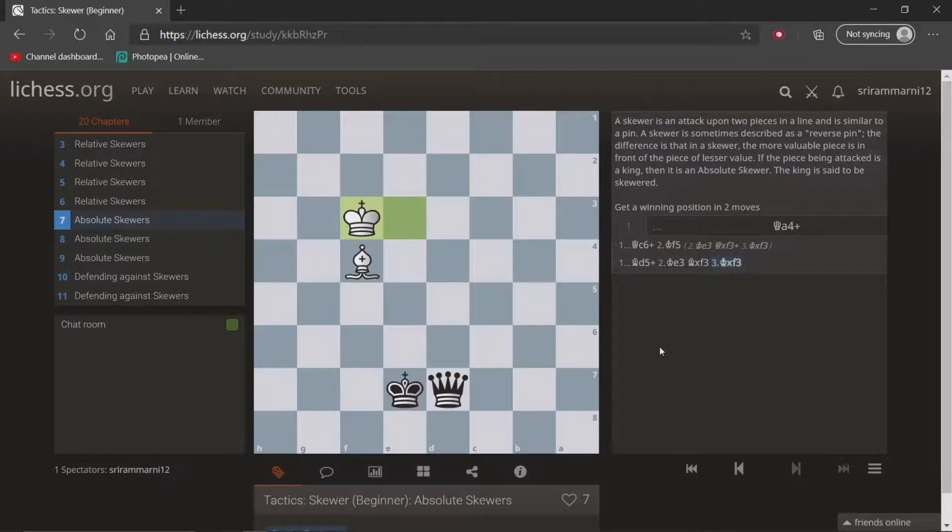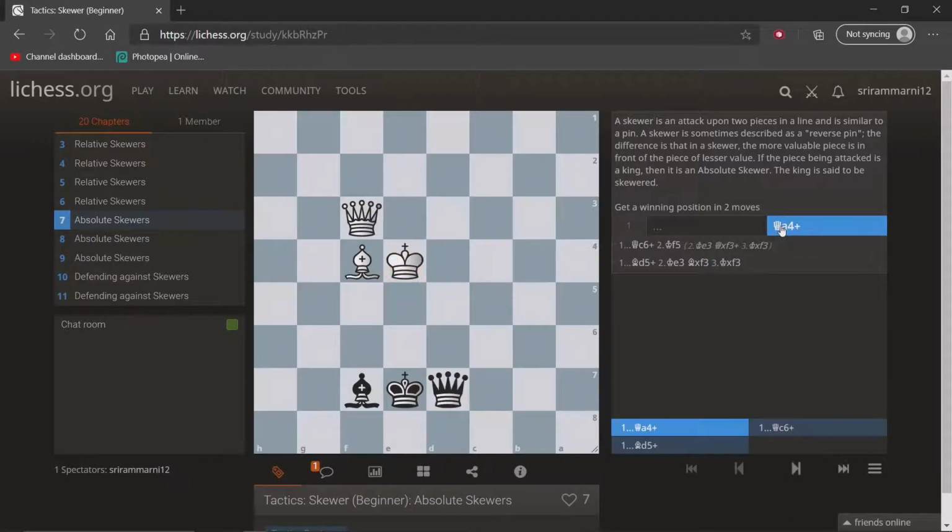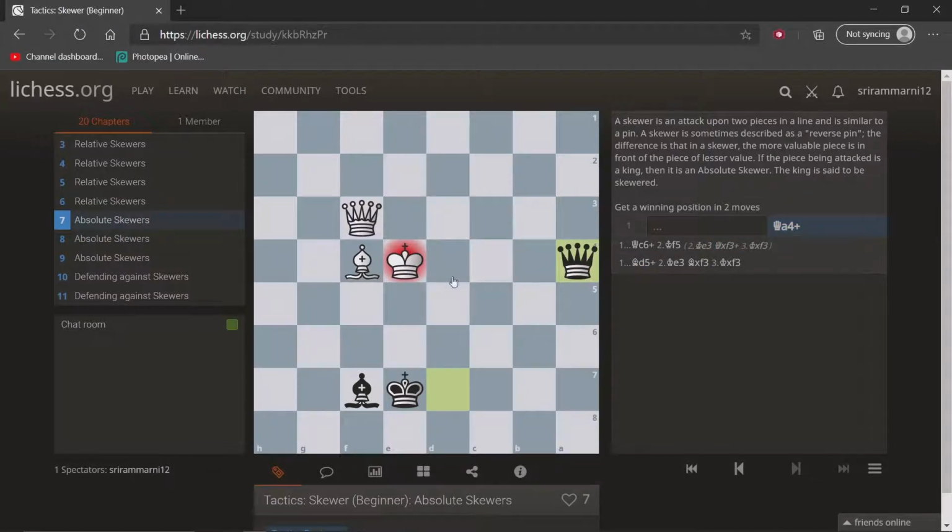An absolute skewer is when the piece that is being skewered is the king. So now let's look at some examples here. Here we have queen to a4 check. That's attacking the king and the bishop behind it. The only problem is once the king moves away, even if we do take here, the king just takes back, so it's not very good.